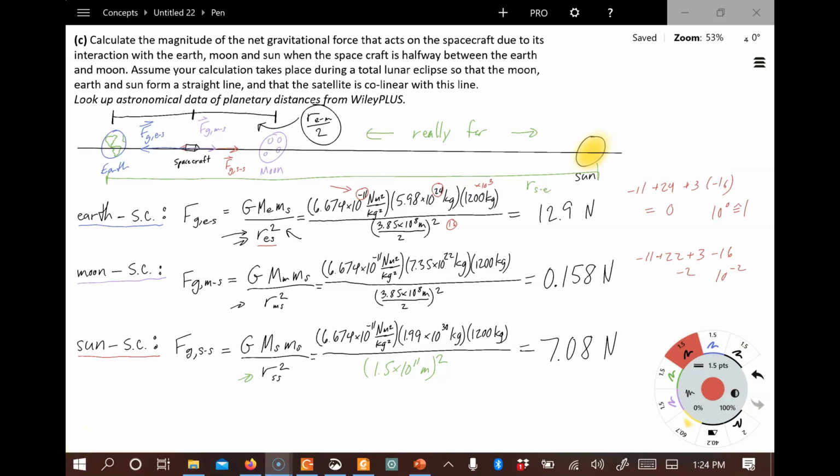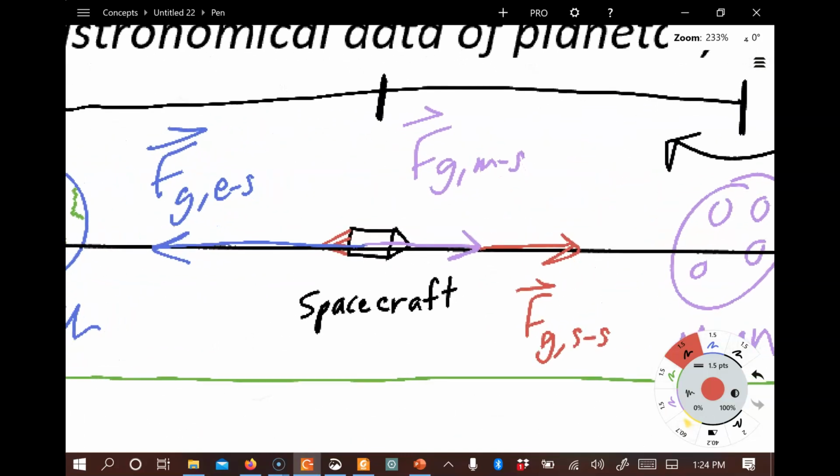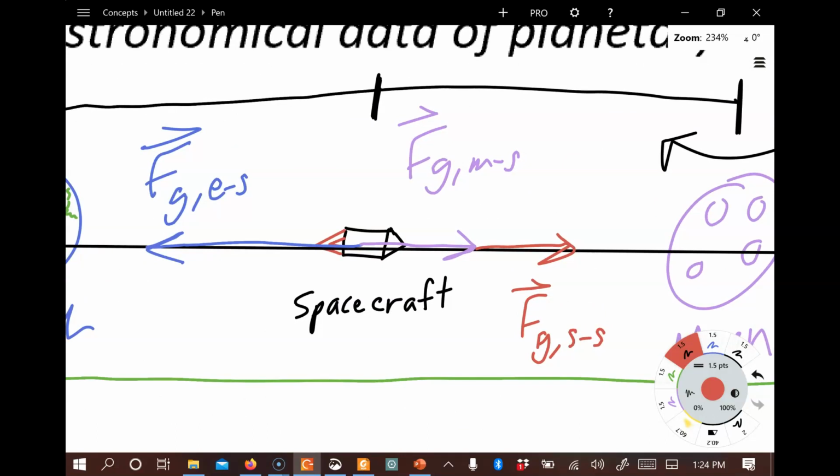So at the end of the day, we have these relatively small values for the magnitudes of these forces. And now these magnitudes that we just calculated, those are the lengths of the vector arrows that we see here in our picture. So we can go ahead and draw those as a free body diagram now and do our vector addition to get the net gravitational force.